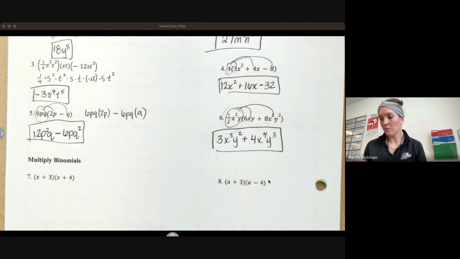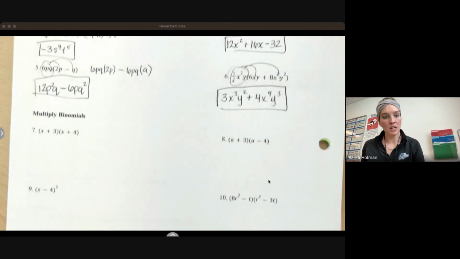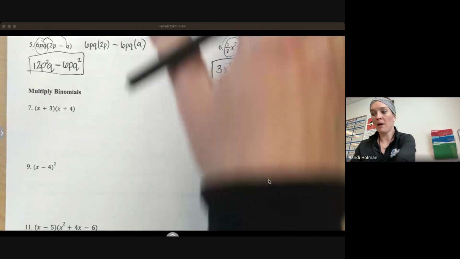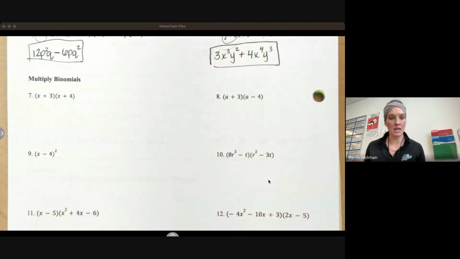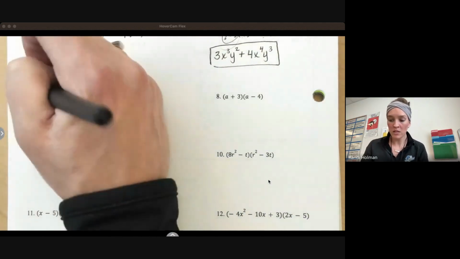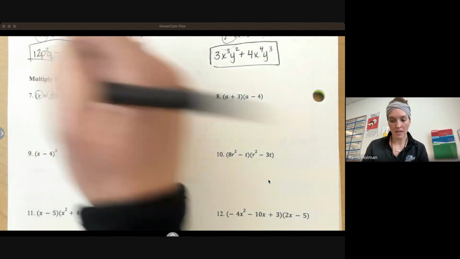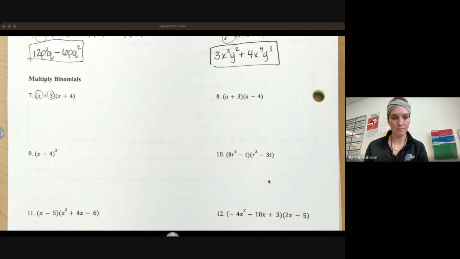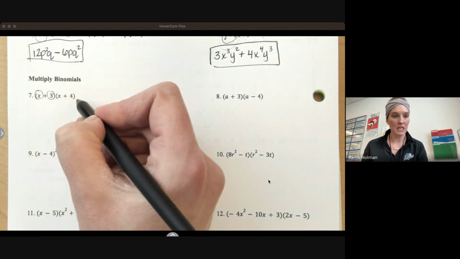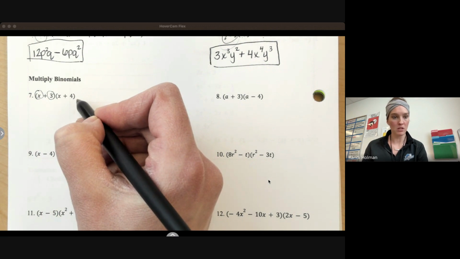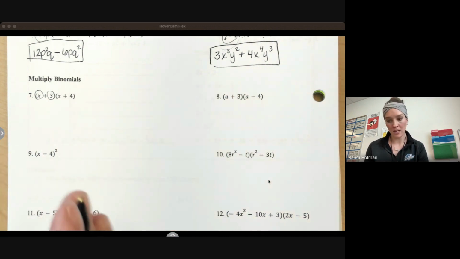Okay, so monomial times monomial, monomial times polynomial, we're doing very much the same thing, making sure we distribute. It gets a little bit more complicated when we're multiplying binomials, but we're still using the same distributive property. So we're going to take each term in our first binomial and multiply it by each term in our second binomial. So we're just distributing everything to everything.